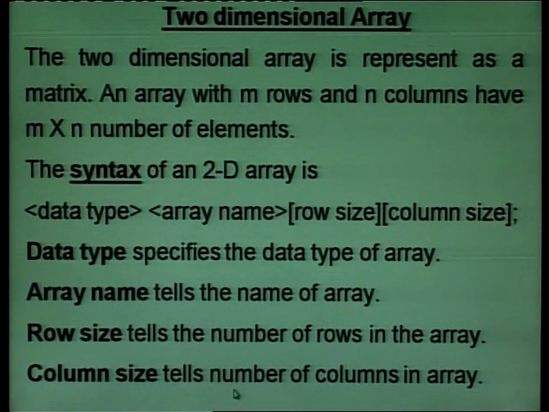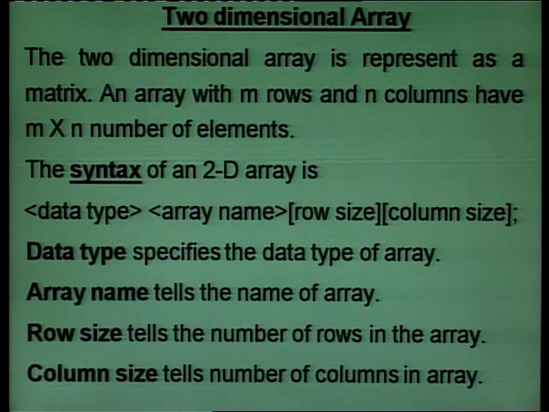Now the two-dimensional array. The two-dimensional array is represented as a matrix. We have to represent a matrix in the form of an array that is known as a two-dimensional array. The array consists of m rows and n columns. The total number of elements is given by m into n. We multiply the rows and the columns with each other, then we get the total elements.